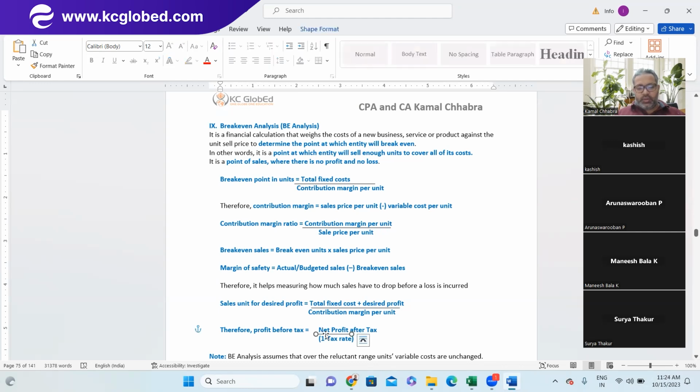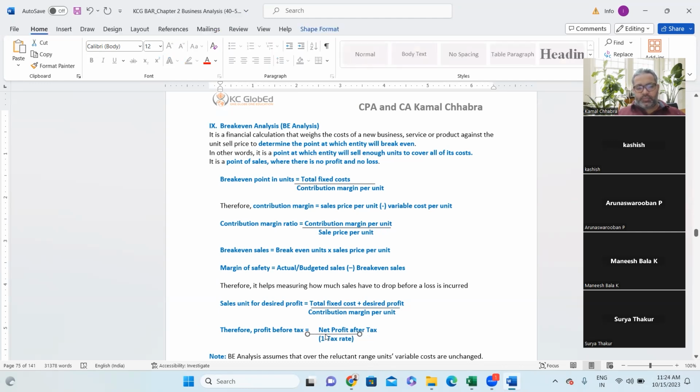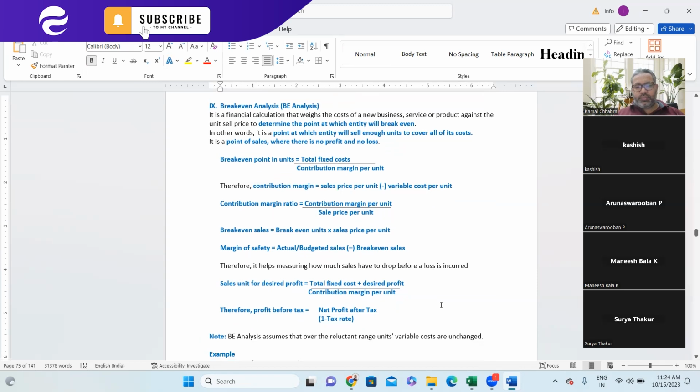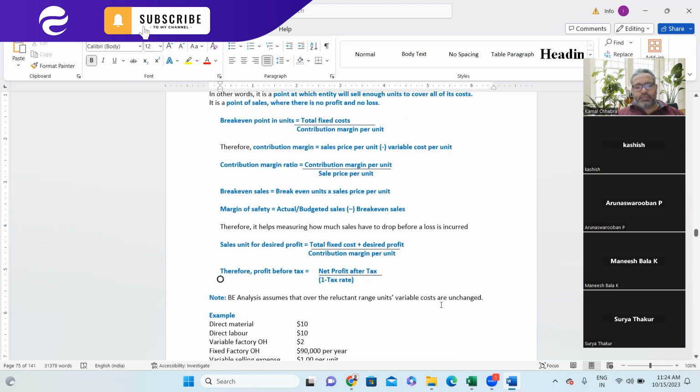Right, have you all noted down these formulas? No, sir, just 2 minutes. Yeah, please do this because we'll be using them a lot. Yeah, Manish, Surya, Arun, have you noted down these formulas? Noted, sir. Okay. Yeah, because after this we'll be starting practical questions, and there we'll be using all these formulas. Yeah, Kashish, done? Just 2 minutes.